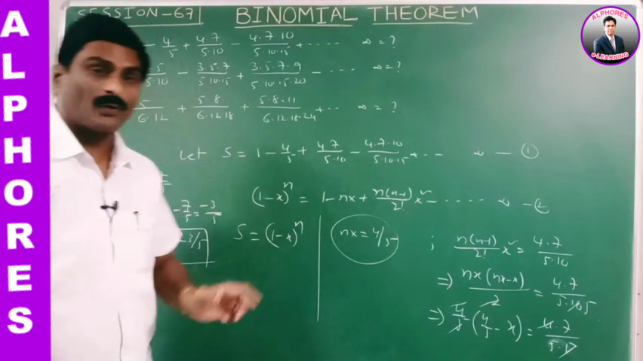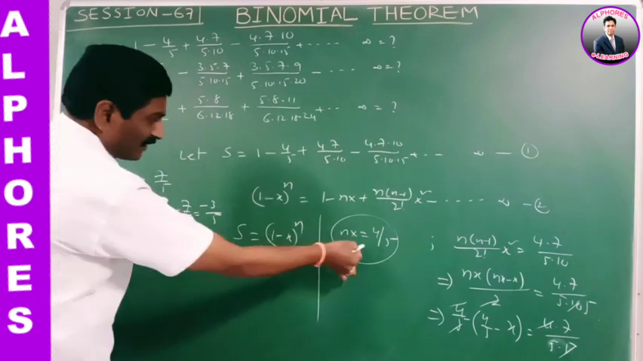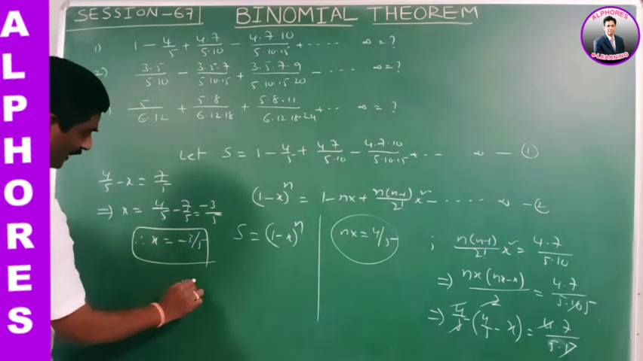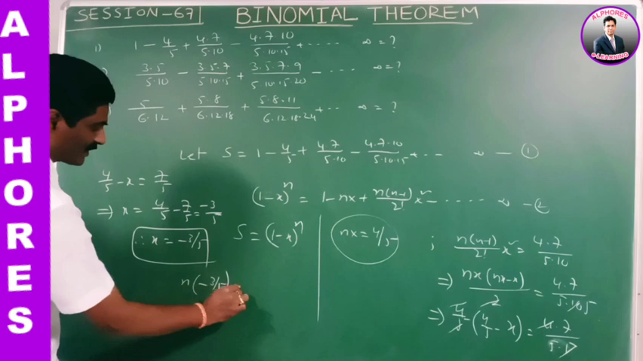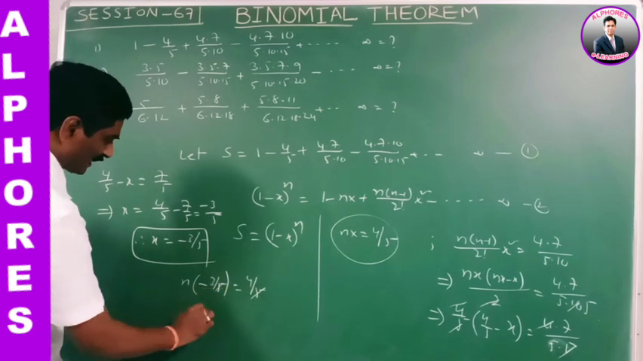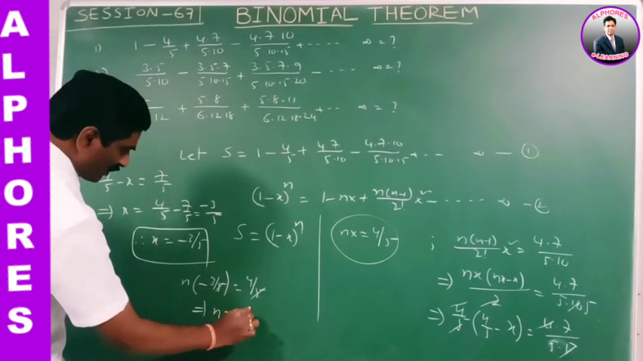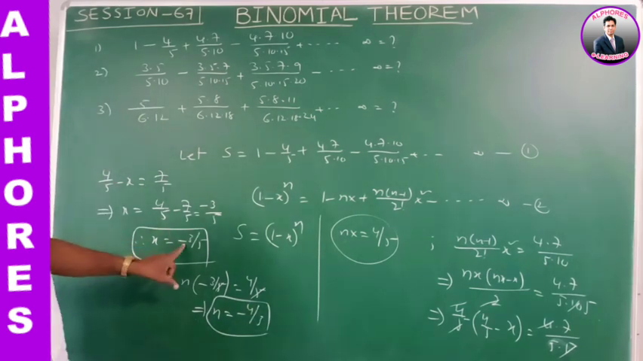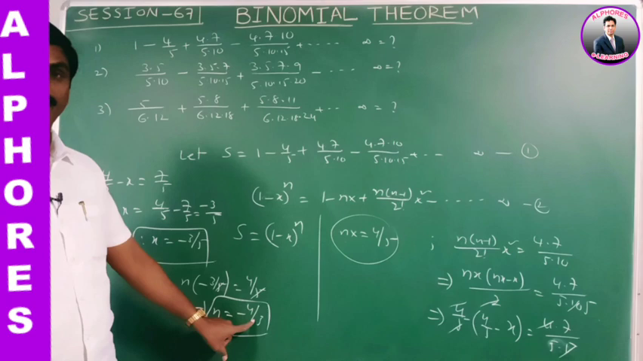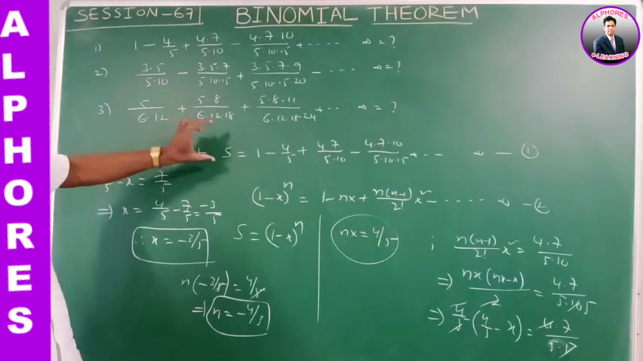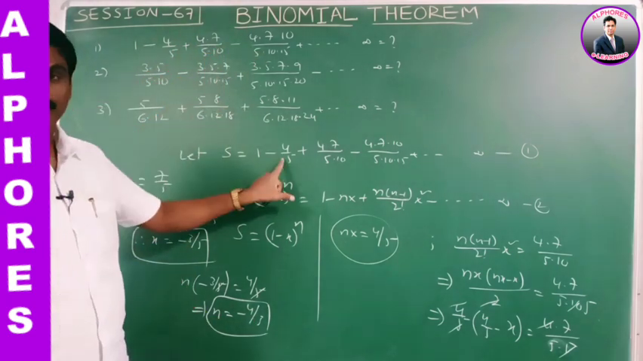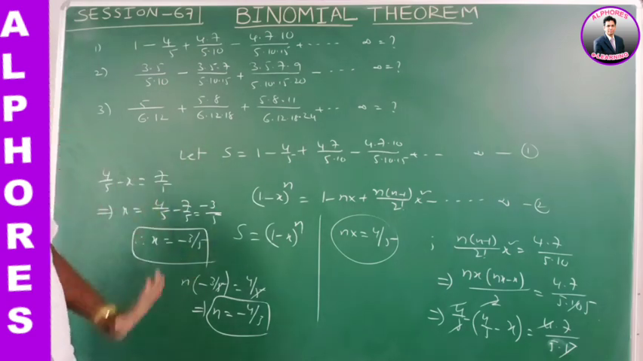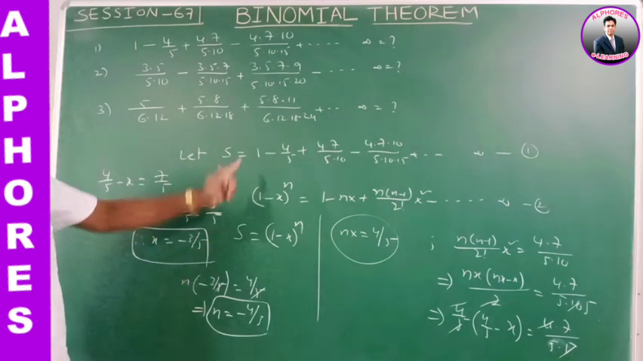But nx is equal to 4 by 5. Substitute the value of x in this equation, we get n. That means n into x, minus 3 by 5, is equal to 4 by 5. 5 cancel. What is the value of n? N is equal to minus 4 by 3. What is the value of x? X is equal to minus 3 by 5 and n is equal to minus 4 by 3. Okay. Therefore, what is the required value? Required sequence is nothing but s. Substitute the value of n comma x in this equation.